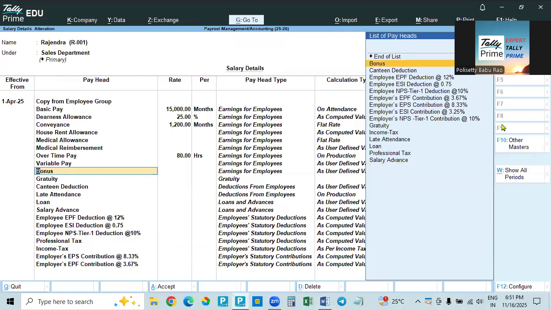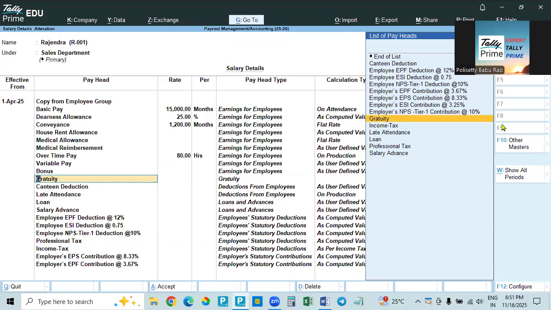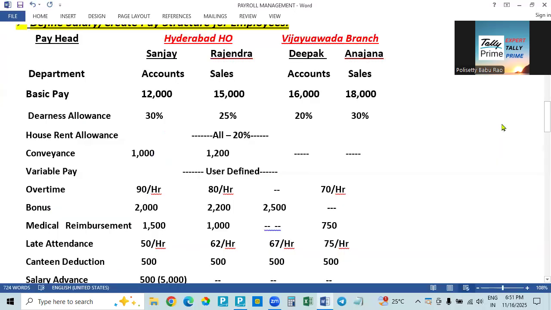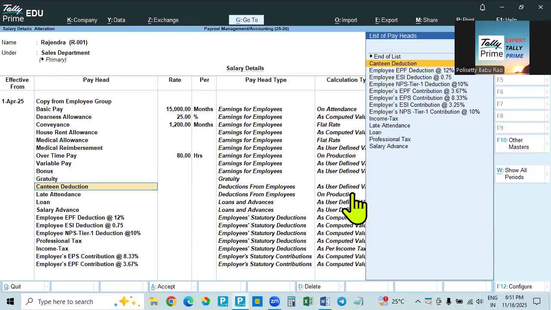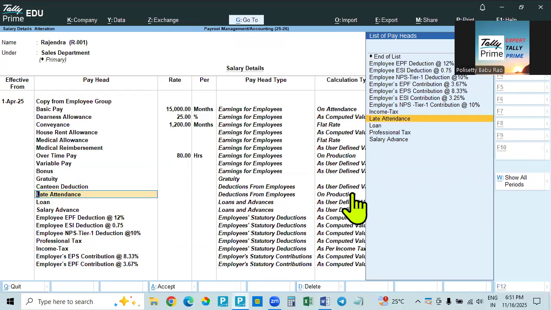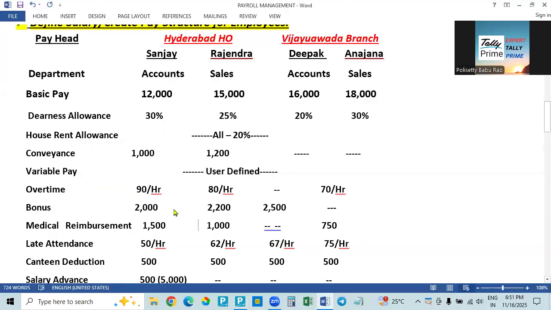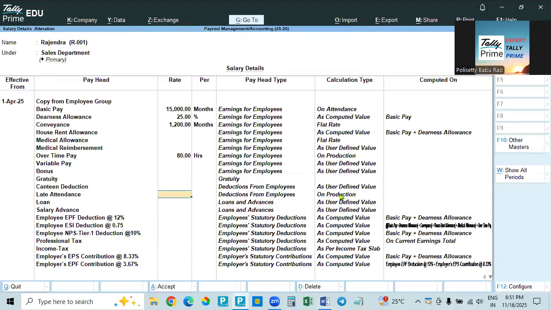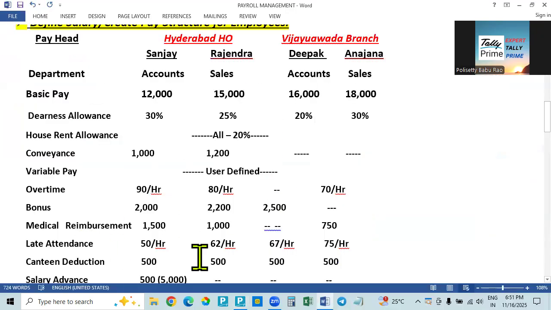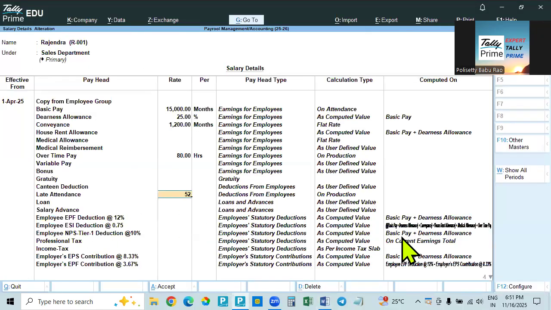Then bonus is also user defined. Gratuity will not be calculated now; every month the provision will be made at the end. Then deductions. Canteen deduction applies to everyone, but that is user defined, so you will process it separately. And late attendance, you have to give as per production, just like overtime. Late attendance is 52 rupees per hour, because this is normal salary. For overtime, you have to pay more wages, that's why more amount for that.